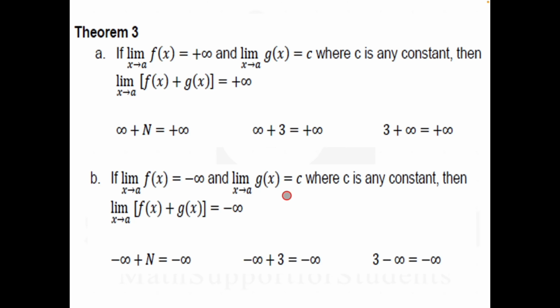For the letter B is, if your f of x is negative infinity and the g of x is still any constant.